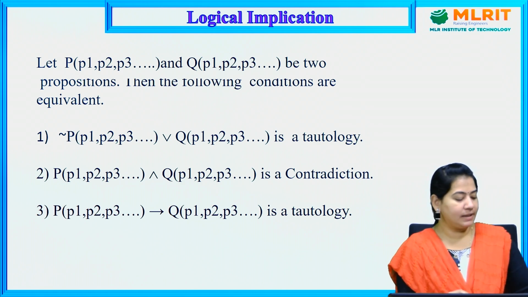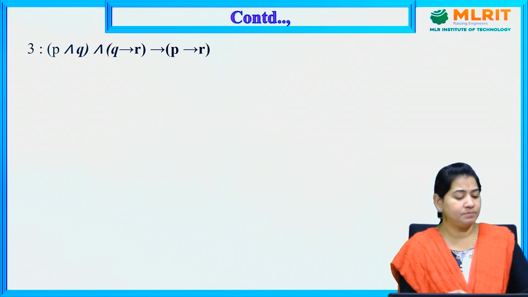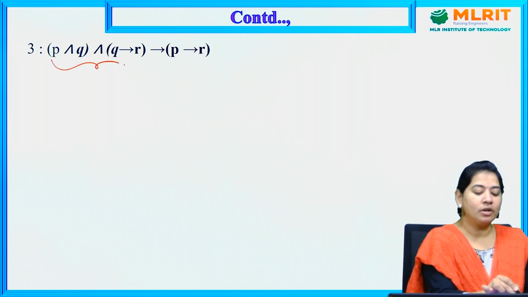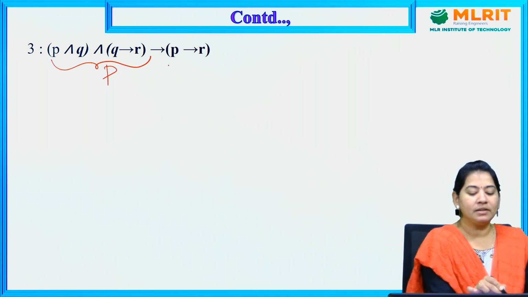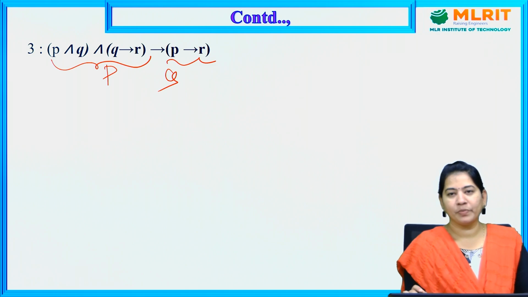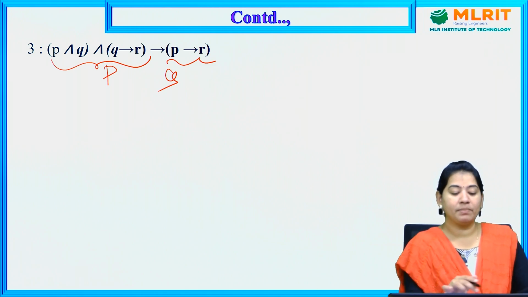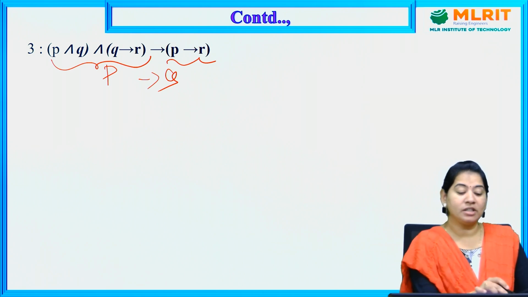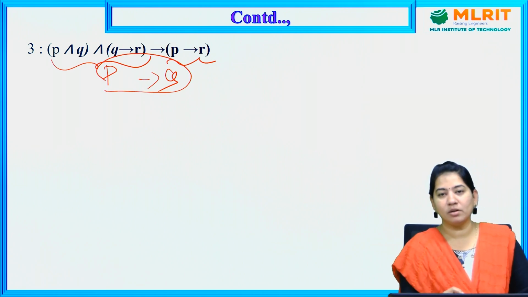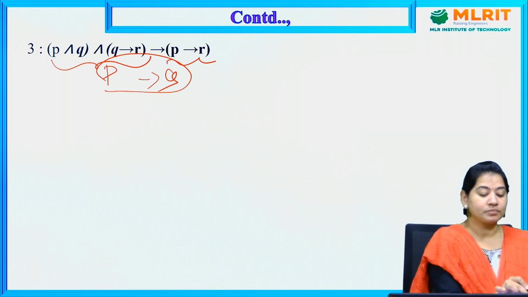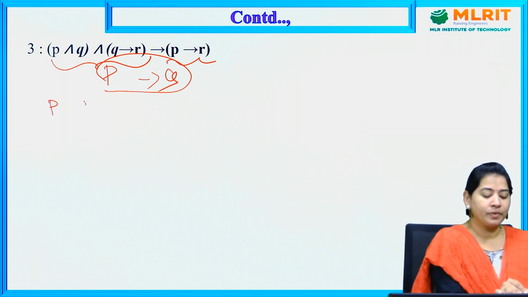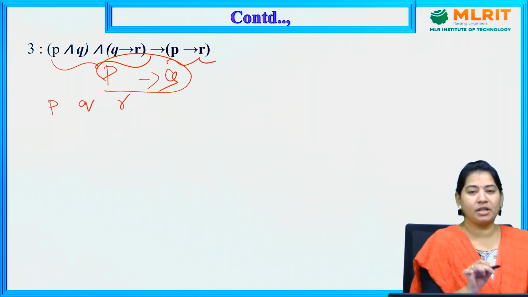Now let us see here the third condition example. P and Q implies R implies P implies R. So that means this total you have to consider it as P, and this total you need to consider it as Q. So here P implies Q must be an implication. That is, P implies means what? Implication. So the P implies Q, here you need to get the tautology. Now let us apply here. As we have three variables, obviously you need to construct 8 possible combinations table.